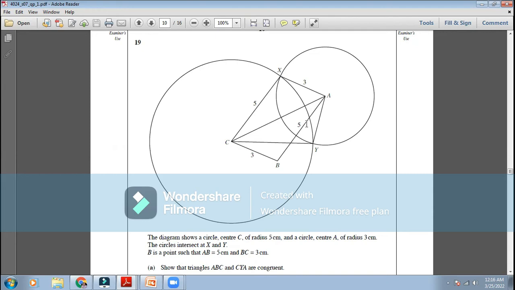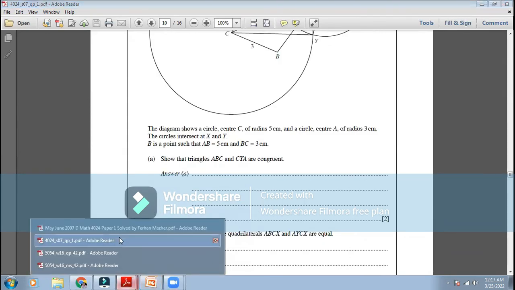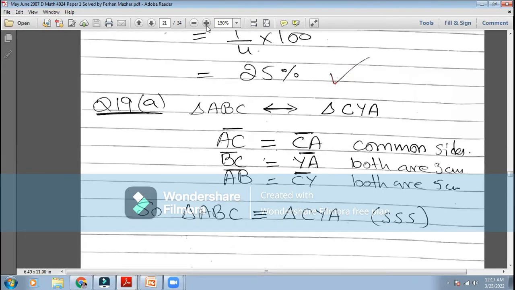Now if you want to prove that these two triangles, ABC and CYA, are congruent, you see this AB side here and the CY side here, both are 5 centimeters. AC and CA is the common side. AY and CB are both 3 centimeters. So these two triangles will be congruent to each other, and the reason will be side, side, side. So let me show you my solution.